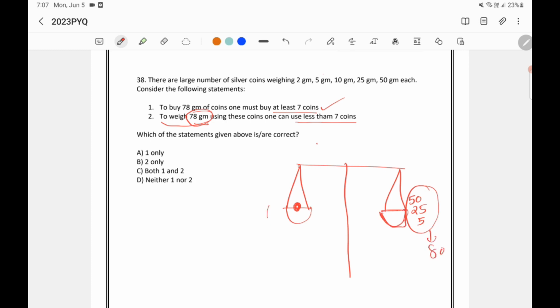Now if I put a 2 gram coin at this side, so here total 80 gram is there, and if I am adding 2 gram in this side, so total will become 80 minus 2, 78. So 78 I can weigh.